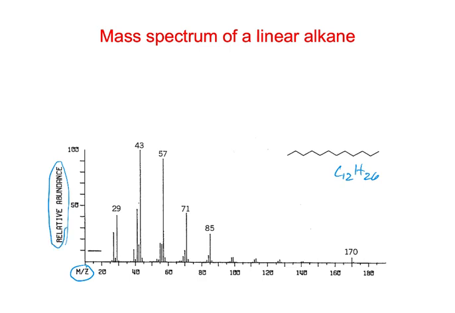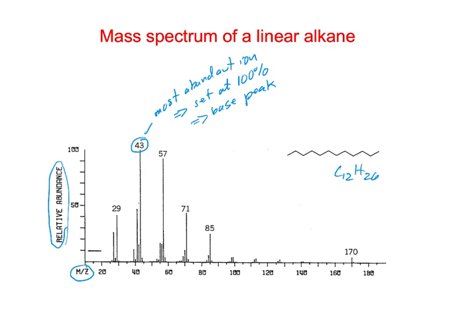On the y-axis, we have relative abundance. Now, the spectrum is always adjusted, so the most abundant ion is set at 100%. So 43 is the most abundant ion, and so it is set at 100%, and this most abundant ion is called the base peak.